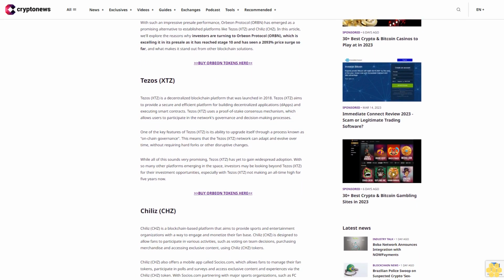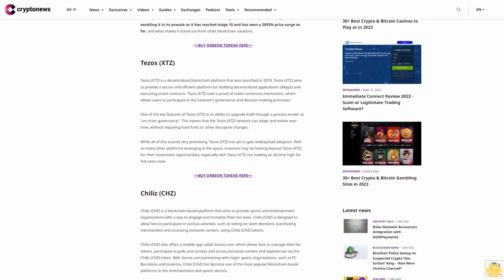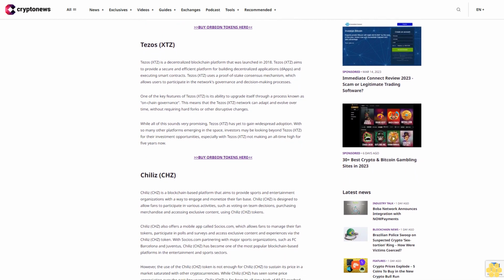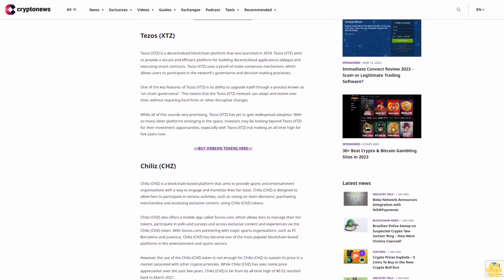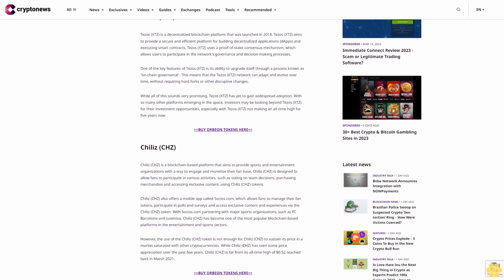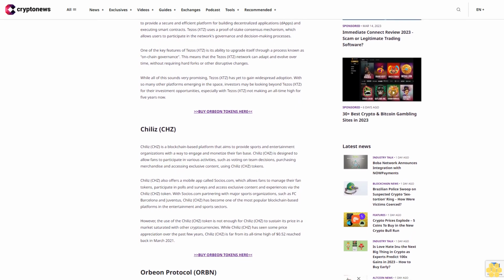Tezos XTZ is a decentralized blockchain platform that was launched in 2018. Tezos XTZ aims to provide a secure and efficient platform for building decentralized applications, dApps, and executing smart contracts. Tezos XTZ uses a proof-of-stake consensus mechanism, which allows users to participate in the network's governance and decision-making processes.